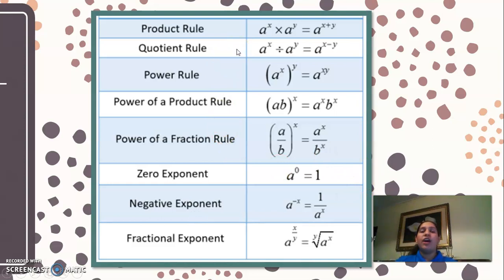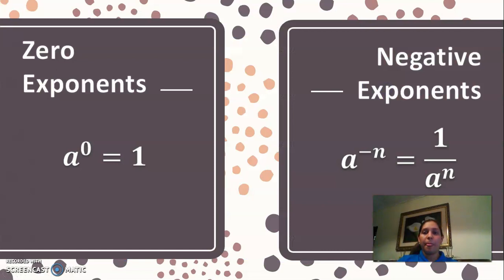We have already worked all the ones that are involved with products, and all the ones that are involved in quotients. Now we're going to work with the ones that are involved with zero and negative exponents. So let's start with some examples. The zero exponent tells us that any number that is not 0 raised to the power of 0 equals 1.